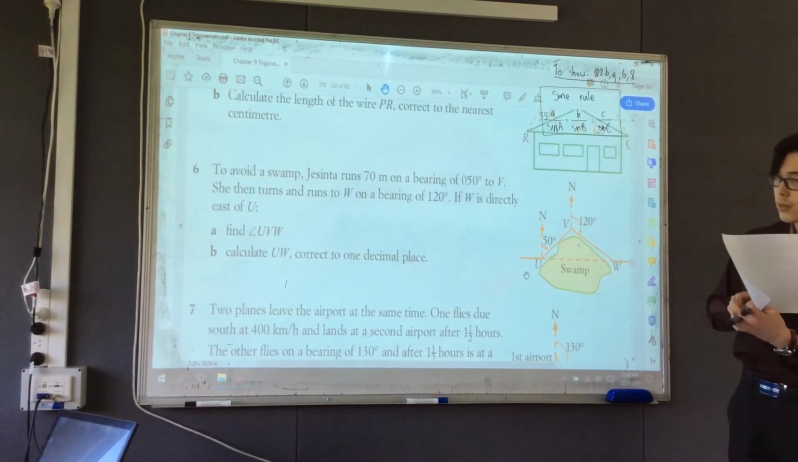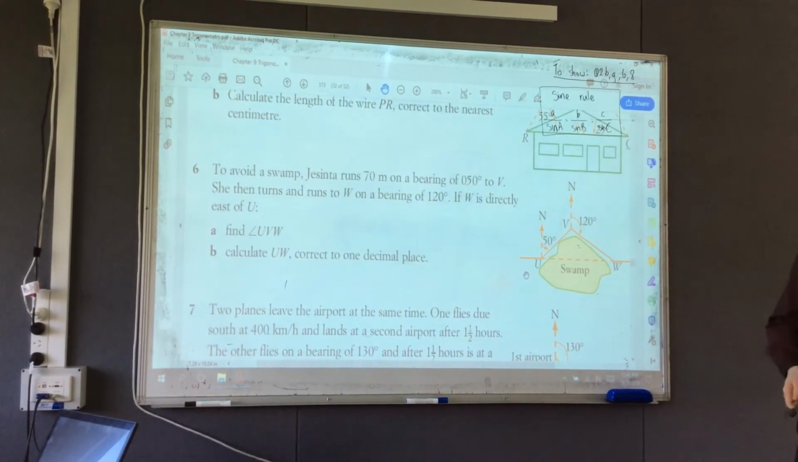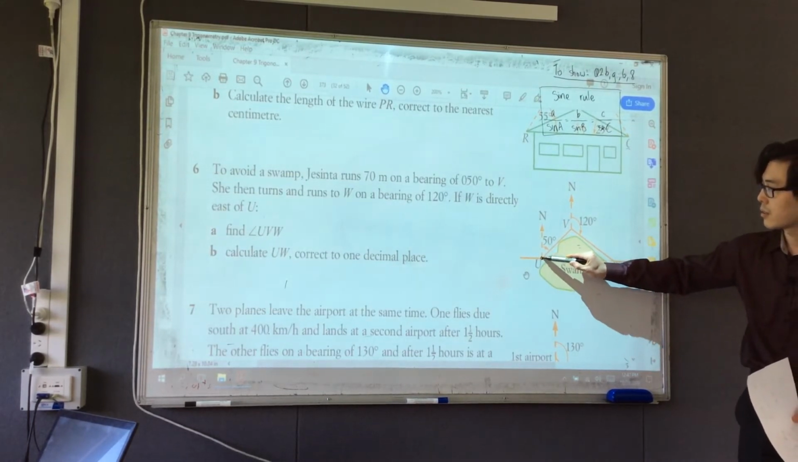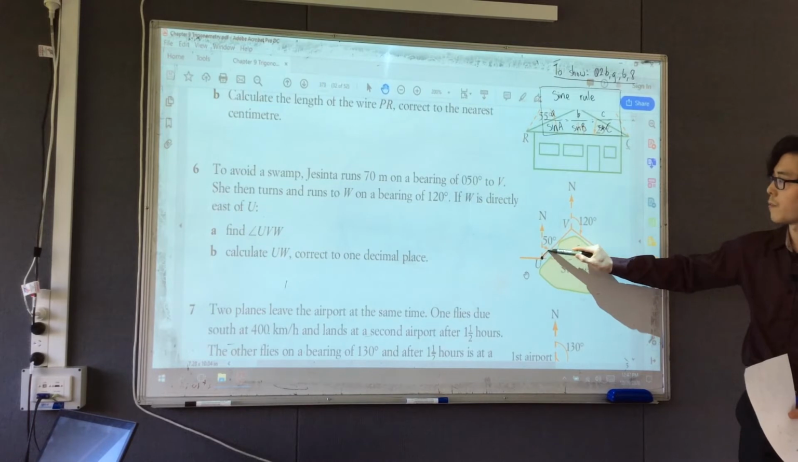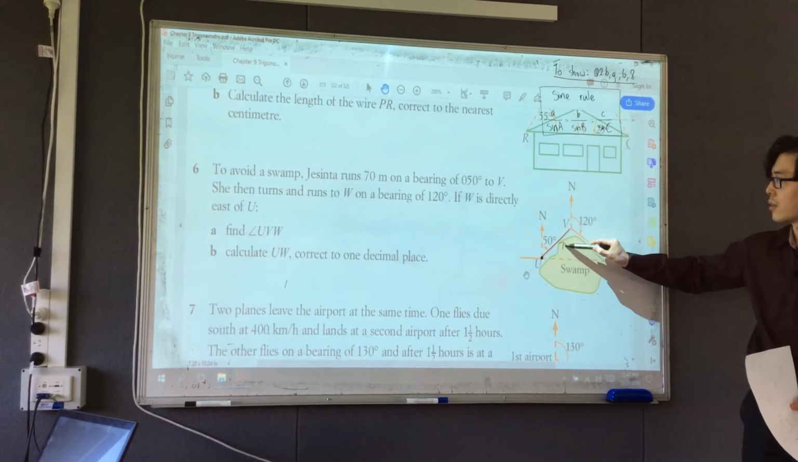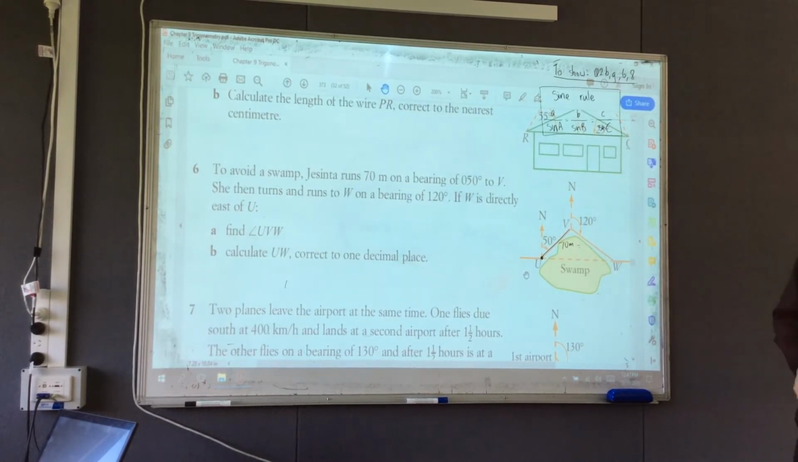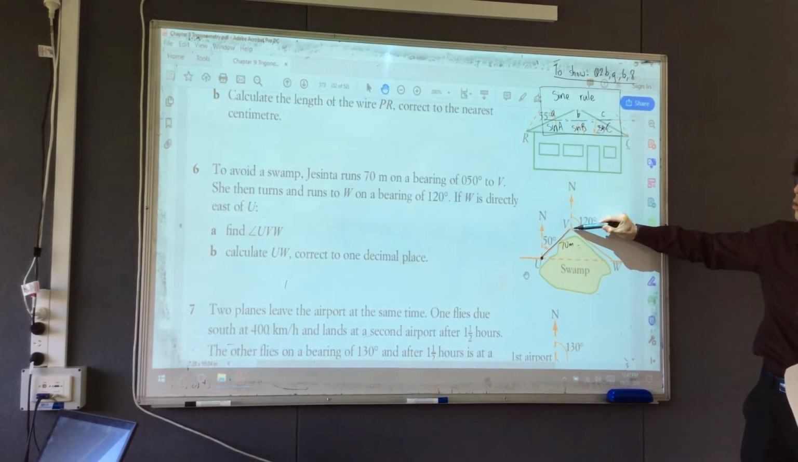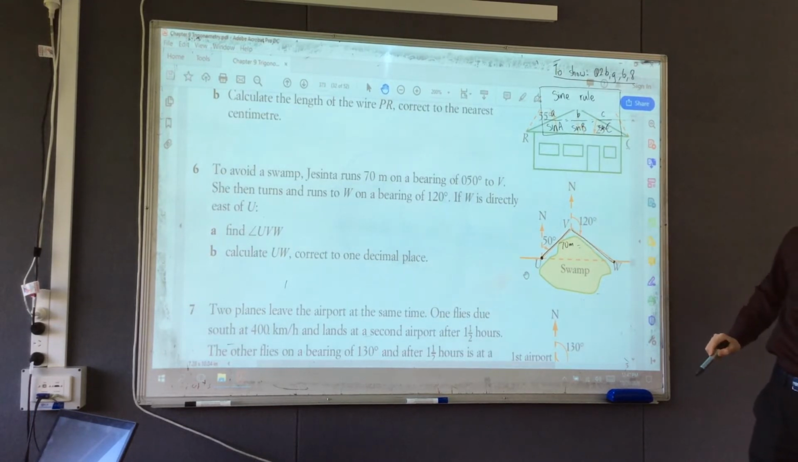All right, girls, let's have a look at question 6, where we're going to mix bearings with the sine rule we just learned. To avoid a swamp, Jacinta runs 70 meters along a bearing of 50 degrees. So Jacinta starts here and runs 70 meters on a bearing of 50 degrees. They've given you the bearing of 50, so that line has to be the 70 meters, even if they haven't given it to you. Make sense so far? That's where she is now, at V. She then turns and runs to W on a bearing of 120, which they've given you. So she's here now.